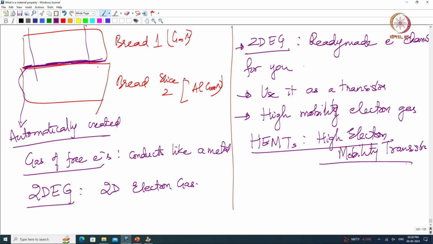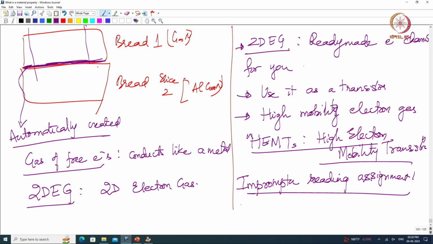But I want you to actually go back, so this is a take-home, as I would say in my classes. There is no way of checking this in an NPTEL course, but let me give you an impromptu reading assignment. If you do not know what mobility is, now is a good time to understand what mobility is.